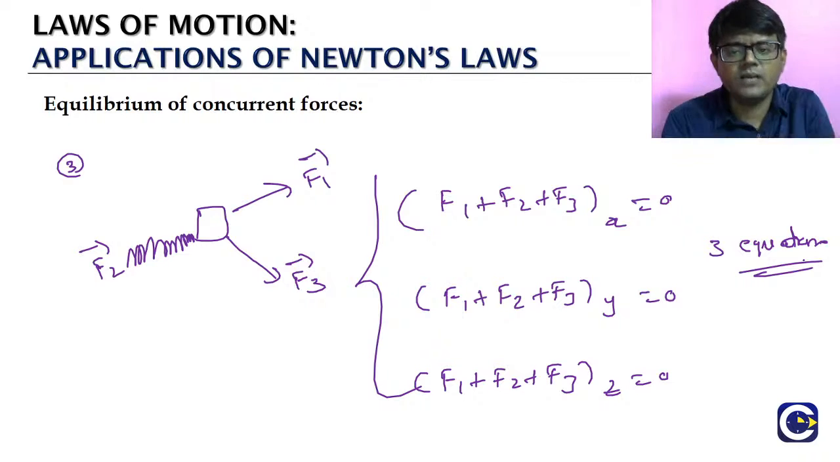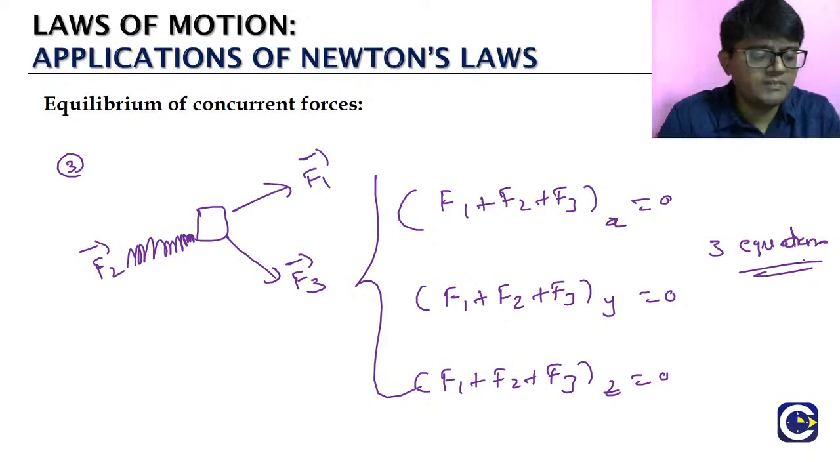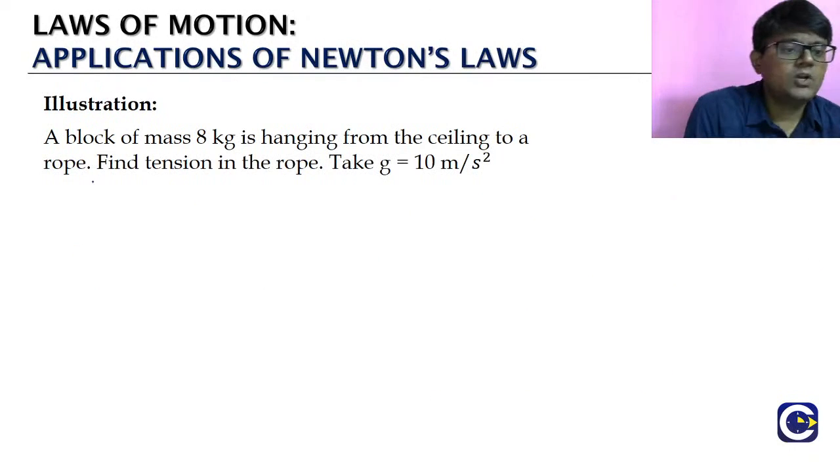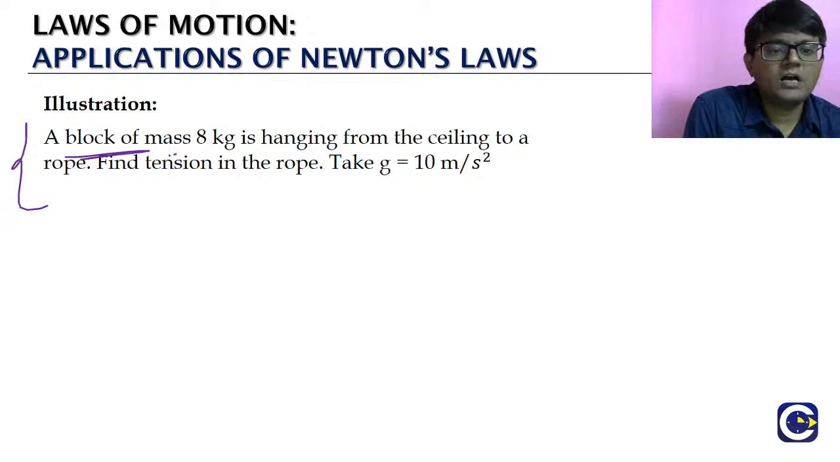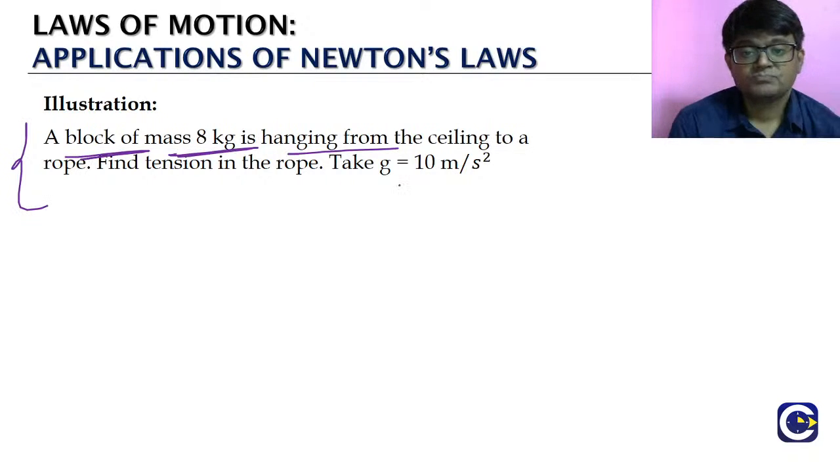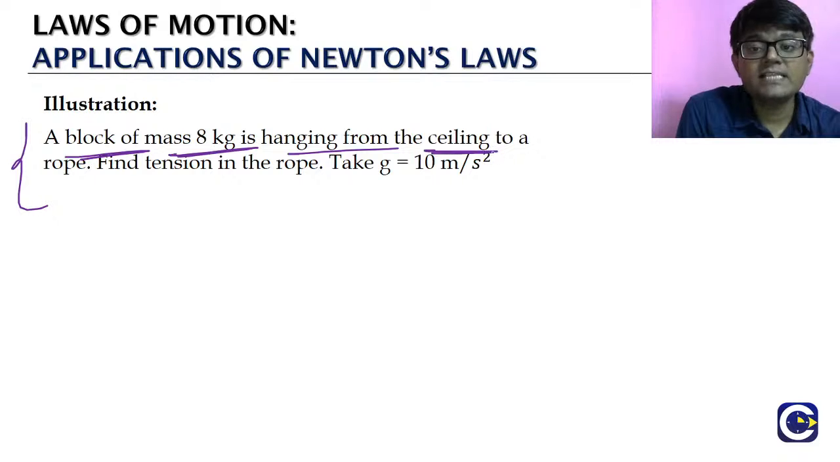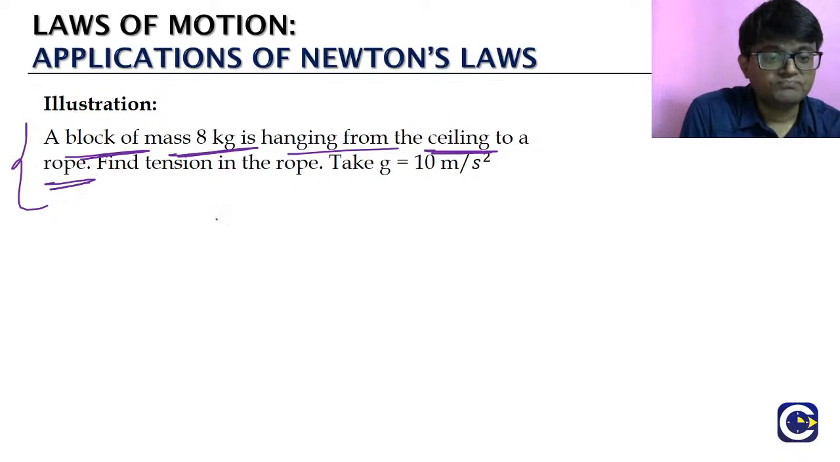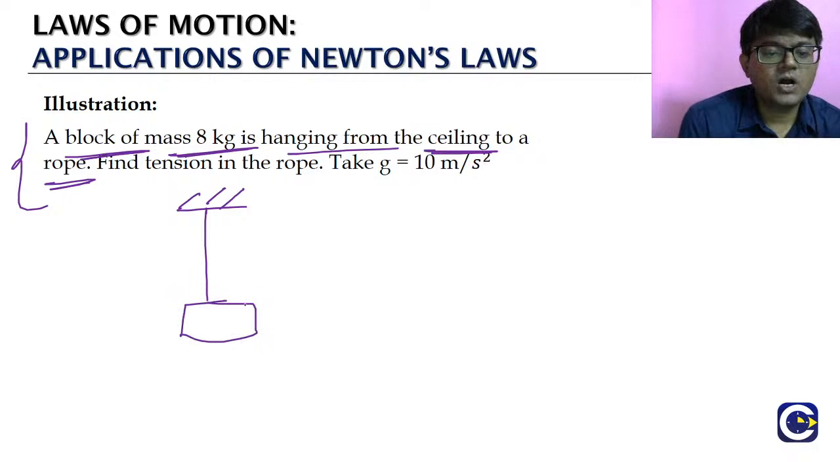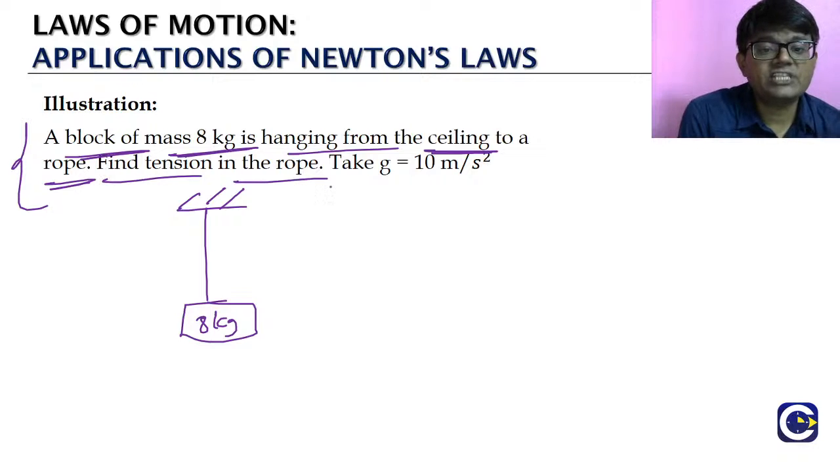What we'll do is, until we go to the examples, we will not be able to really get the idea of how we are going to apply this. So we'll jump into the examples. Look at the first question. A block of mass 8 kg is hanging from the ceiling by a rope. So we have a rope. What is the mass of the block? 8 kg. Find the tension in the rope. We have to find the tension in the rope.